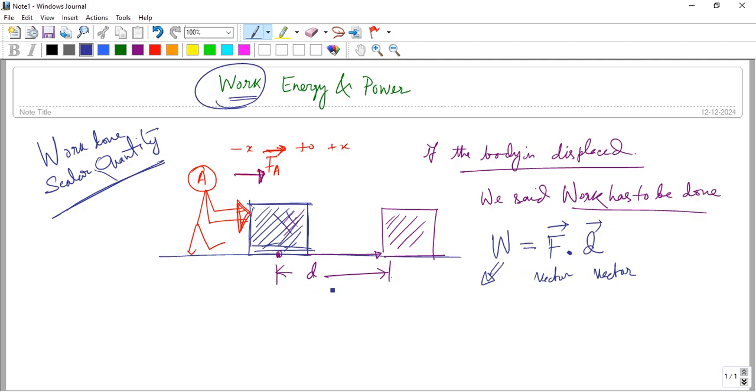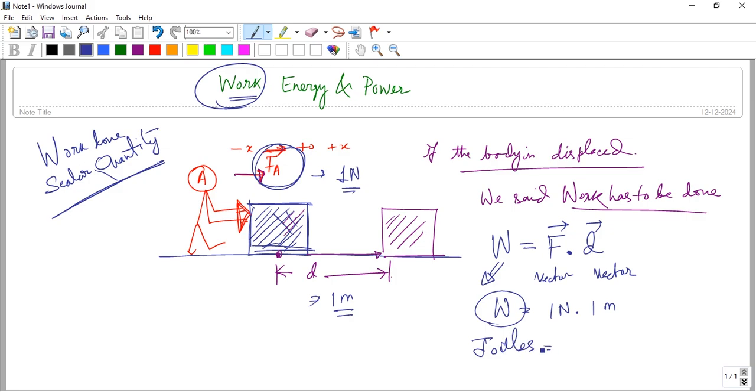Suppose the displacement is in SI unit, that is meter, 1 meter, and some person applies a force of 1 Newton. We know from class 9 physics, so you get work done equal to 1 Newton times 1 meter. The SI unit of work done is joules. 1 joule equals 1 Newton times 1 meter. So there is a very important point.